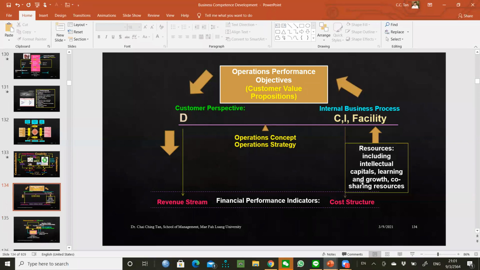Okay, so in a sense we already looked at operations concepts and operations strategy through the internal business competencies of capacity, inventory, facilities, checking on the resources, including intellectual capital, learning and growth, and all kinds of co-creation resources, and then delivering the customer value propositions or operations performance objectives, which are really similar: dependability, quality, responsiveness, time, speed, and so on. They're all the same, right? In operations, we call it operations performance objectives.